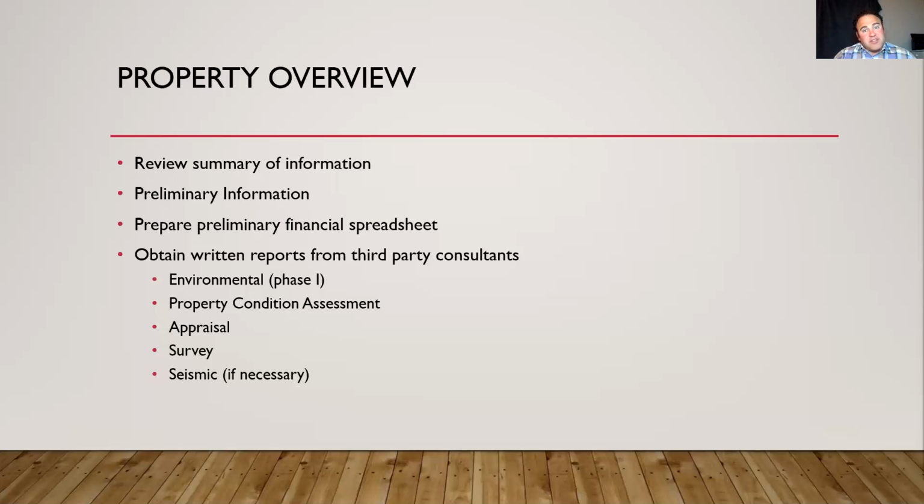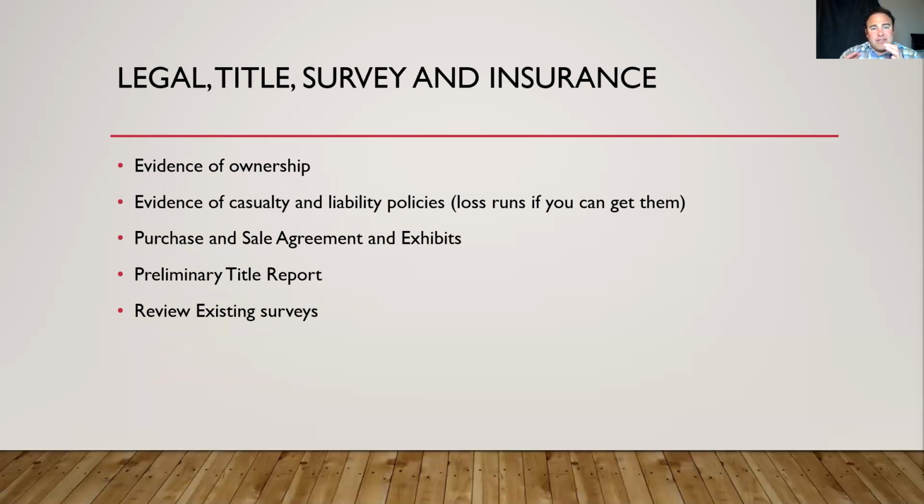And those are some of the preliminary reports that I'm going to request. Those are also reports that we'll get ordered through us or our lending institution as we're going through the due diligence process on our own. Next part that I want to talk about is legal, title, survey, and insurance. So we're going to look at evidence of ownership.